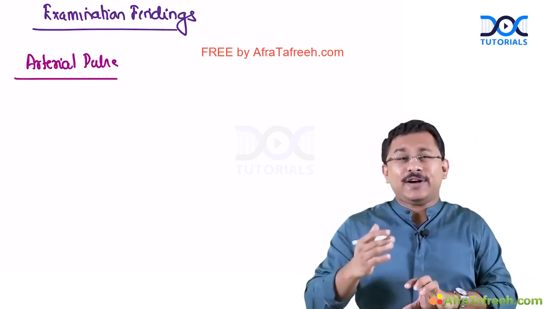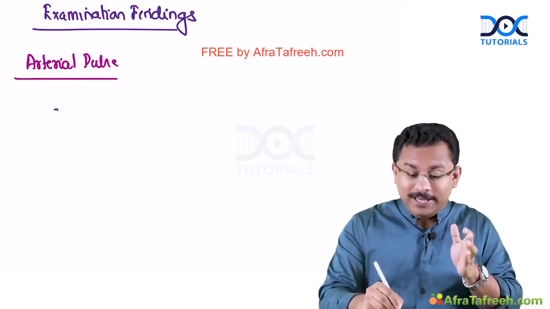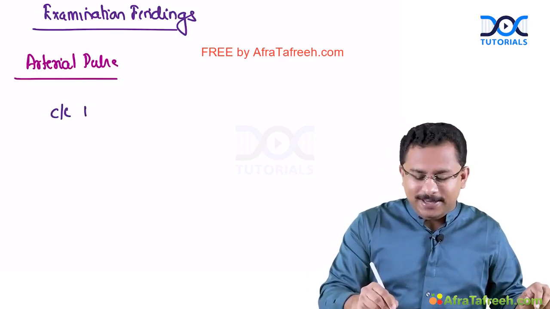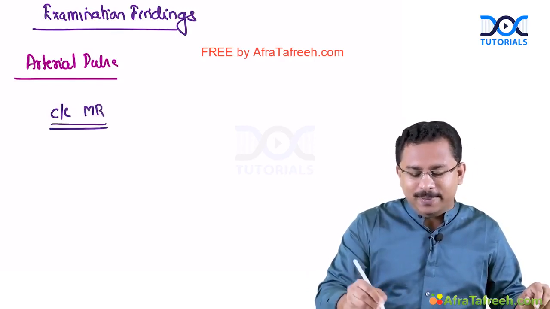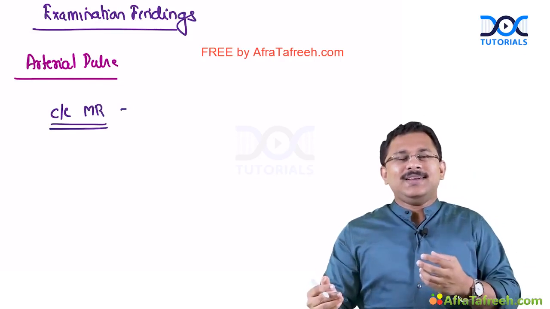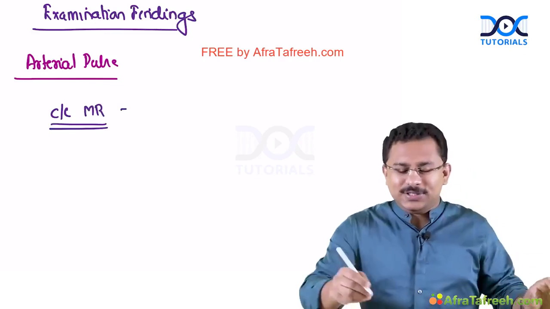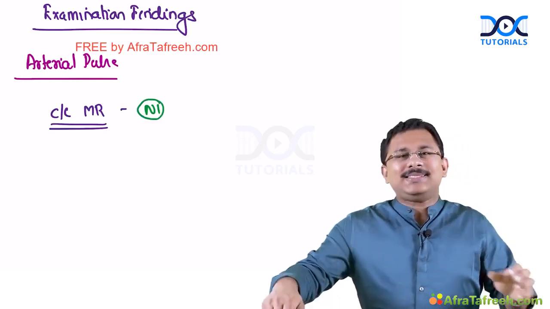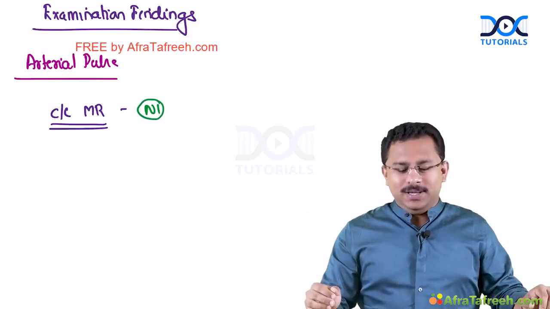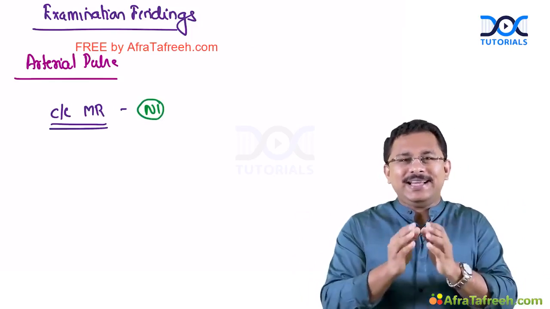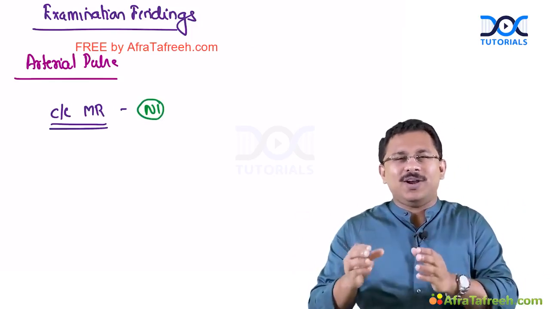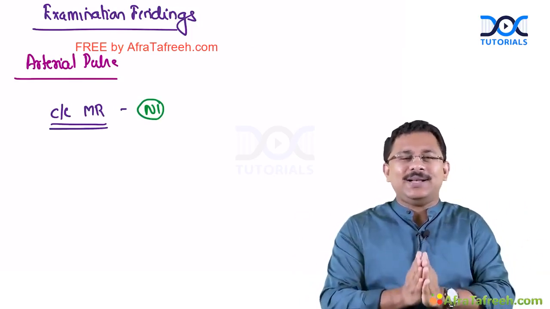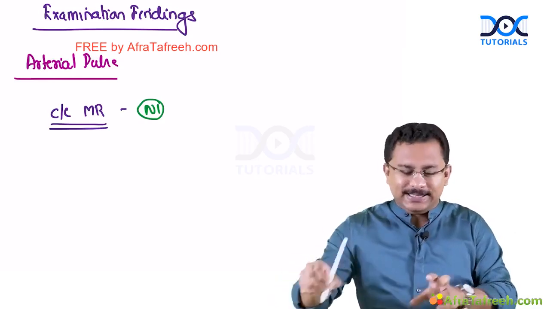I'm talking of chronic and acute MR separately here. In a chronic primary mitral regurgitation, the arterial pulse is usually normal until late in the disease course, because the LV ejection time and the forward stroke volume are relatively normal, which is why the arterial pulse is normal until the late stages.